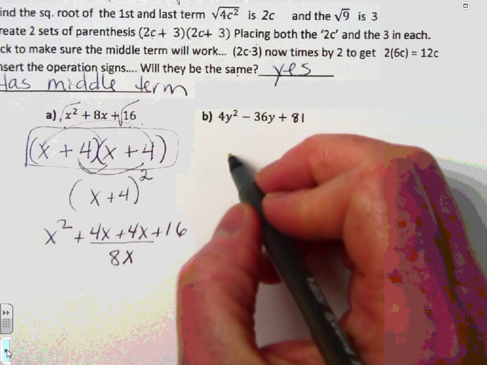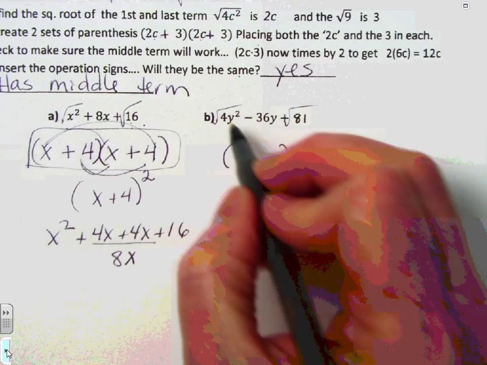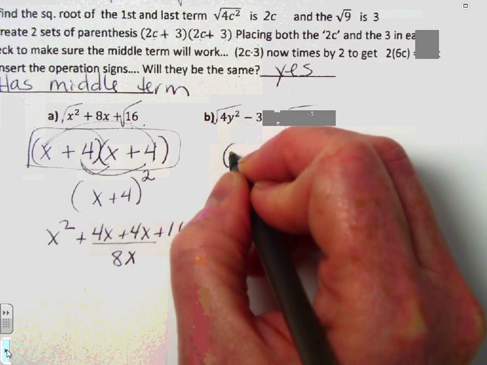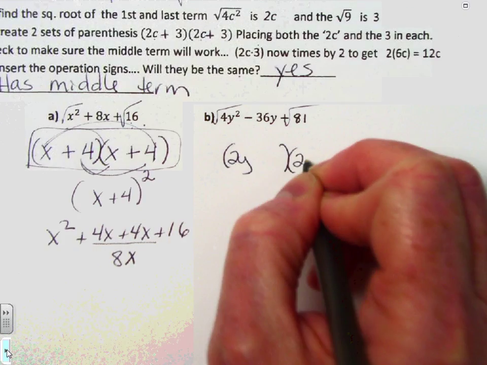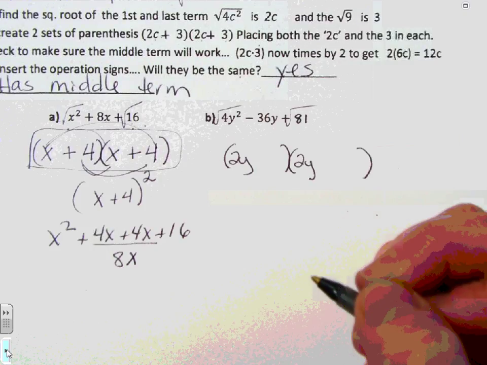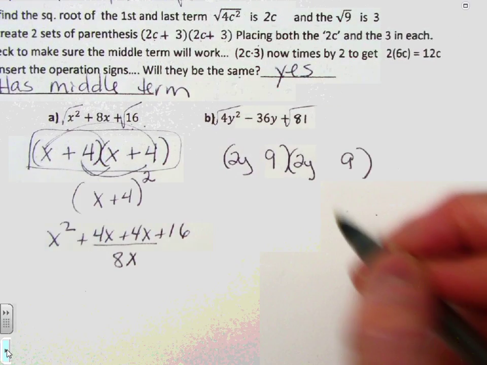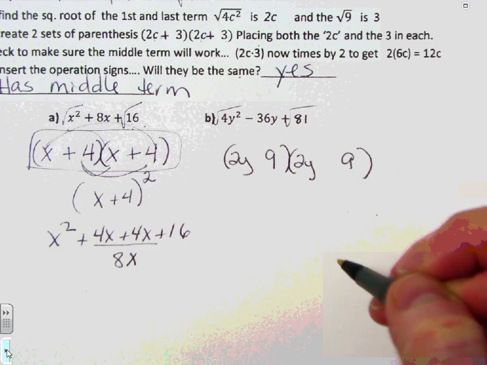Everybody seems to have a square root, first term, last term, right? Okay. Square root of 4 is a 2, and y squared would be a y, so I have a 2y and a 2y. Square root of 81 is a 9. I do have a negative this time. It's going to have 2 negatives.